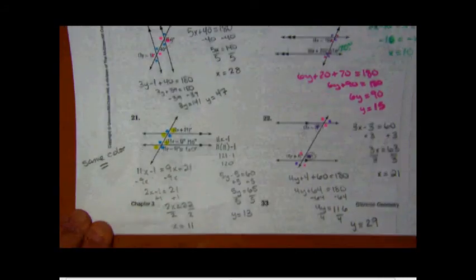Okay. So same color equal, two different colors, add equals 180. Does that help?